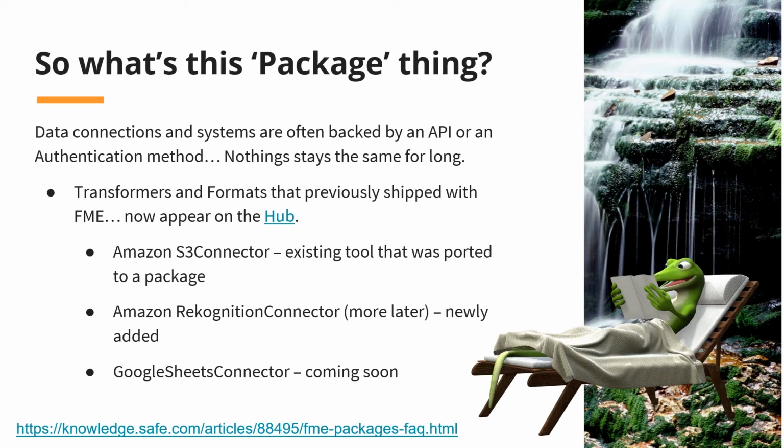The Amazon S3 connector was one of the first ones that actually did exist in FME as a standard transformer. It was ripped out and replaced with a package. The emailer was also on the list. Exactly the same thing happened with that. That's now deployed in a package. The new Recognition connector has been deployed as a package, and then the Google Sheets connector will arrive soon as a separate one. So that's something to bear in mind.